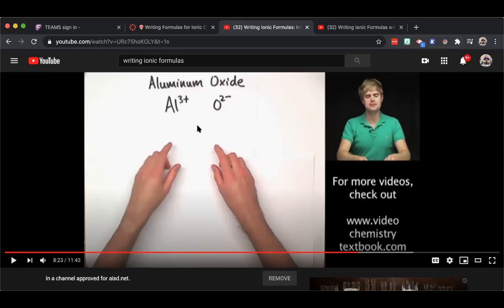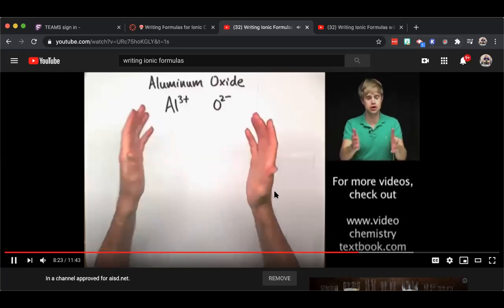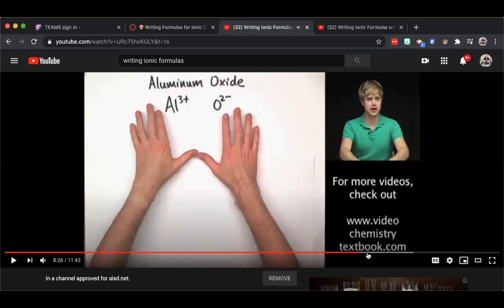So I need 3 more aluminums? But look, one aluminum is a +3. So if one aluminum is +3, I only need one more aluminum to get to +6. I need for the charges to balance out in this example.